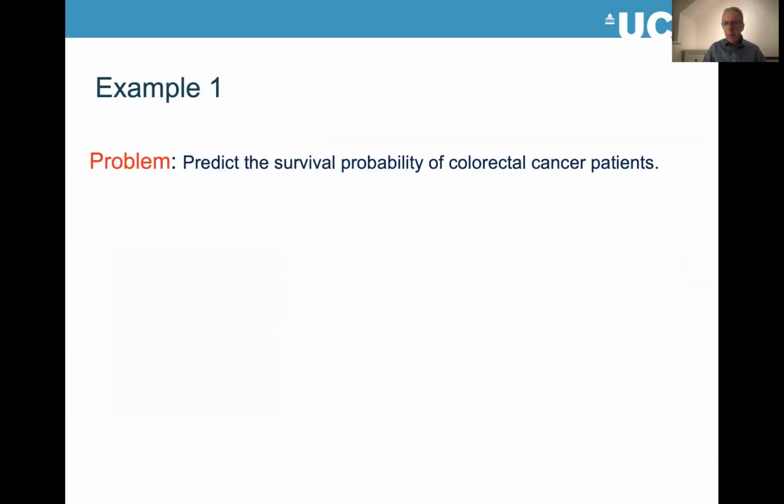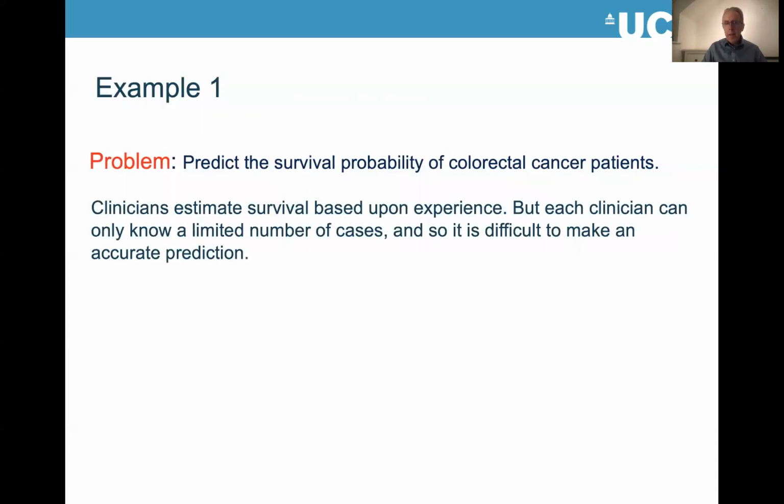Looking at how we've applied it, I want to cover 5 examples. The first one is looking at predicting survival probability of colorectal cancer patients. Colorectal cancer is a very common disease worldwide and with poor outcomes. What we do at the moment is that clinicians estimate survival for individual patients based on experience, cases they've seen before, and on the general knowledge of the field. Each clinician can only know a limited amount, and so we hope to enhance that knowledge by providing them outputs from a model.